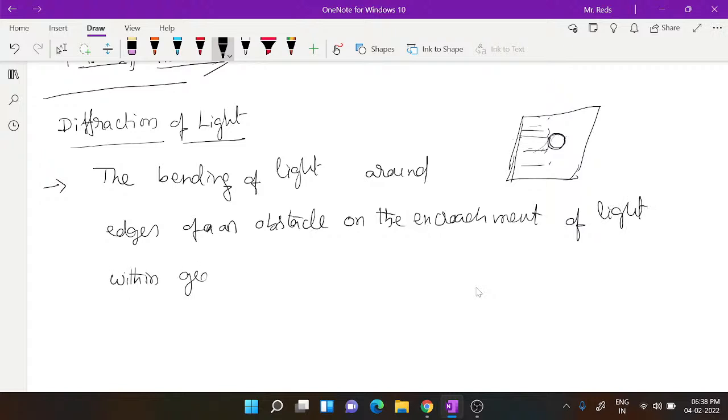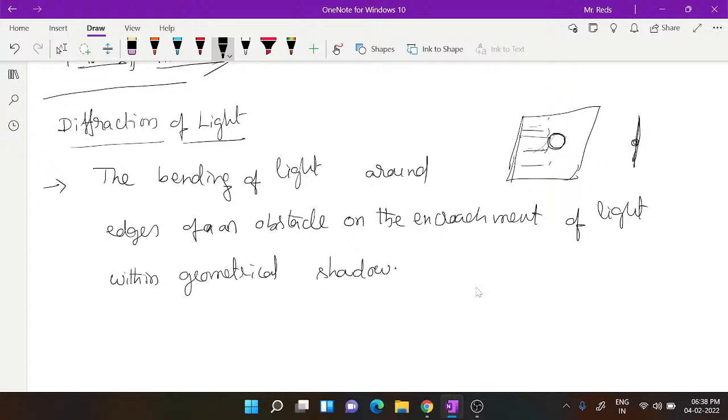Geometrical shadow means the shadow of this object, if instead of a hole made here, there is a small object and light is traveling here. Even in this case you can understand this, the light may bend at the edges of it.